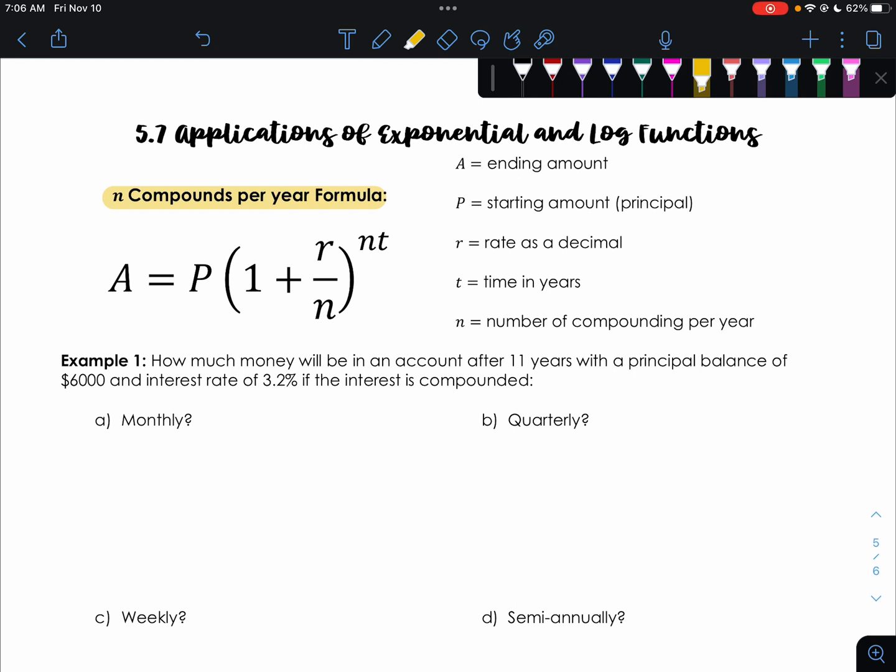So in example 1, we have how much money would be in an account after 11 years with a principal balance of $6,000 and an interest rate of 3.2%, if the interest is compounded monthly, quarterly, weekly, or semi-annually. So first off, we need to identify the information that we were given. It says after 11 years, so our time for all of these examples is going to be 11. And our principal balance of $6,000, so that's our P.